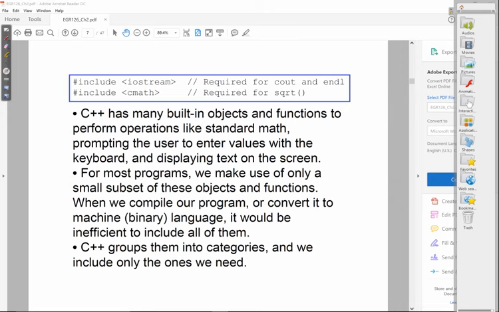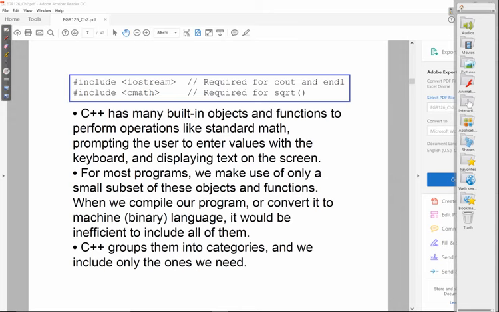And the way we do that, okay, is with this include command. So you put that hashtag, if you will, you put hashtag and the word include, and then within these angle brackets, okay, you put in the name of the library that you want.